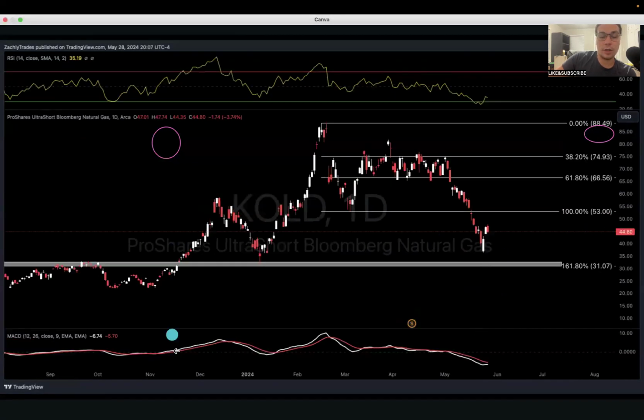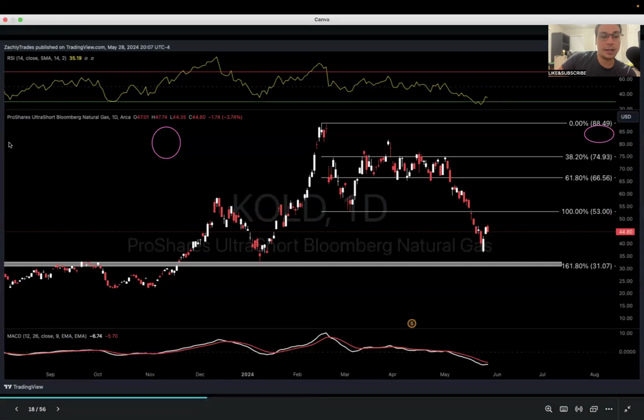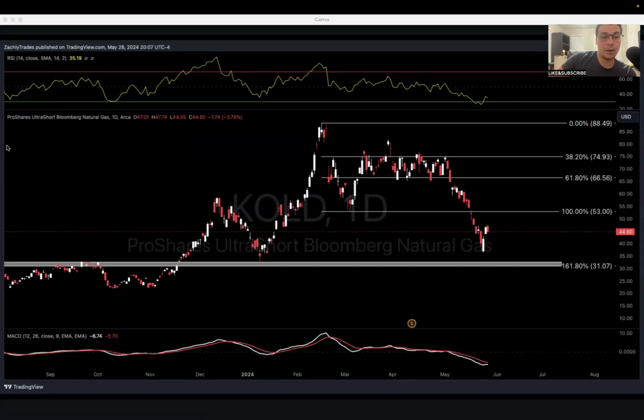Now let's take a look at cold, and cold is something where you'll basically see the inverse of what we've been talking about today. And what do I mean by that? Well, we have old resistance that became new support over here. And this is our target zone back down here. Again, looks very similar to that futures chart.